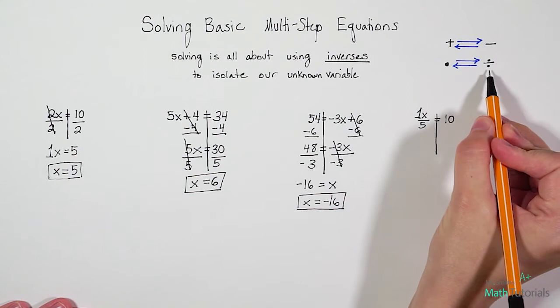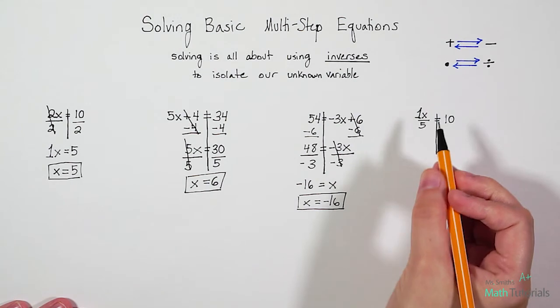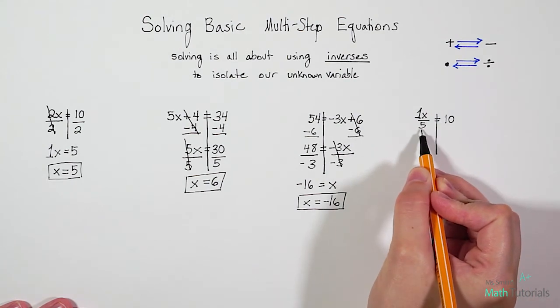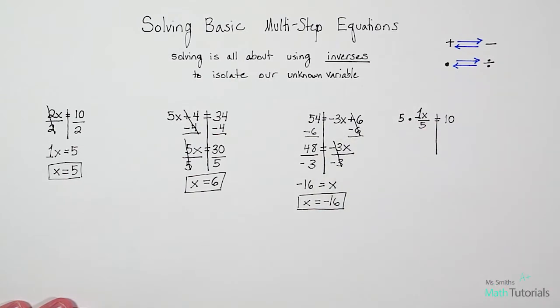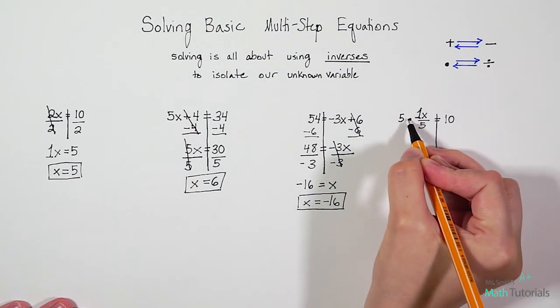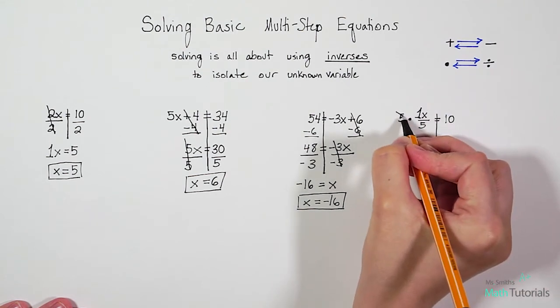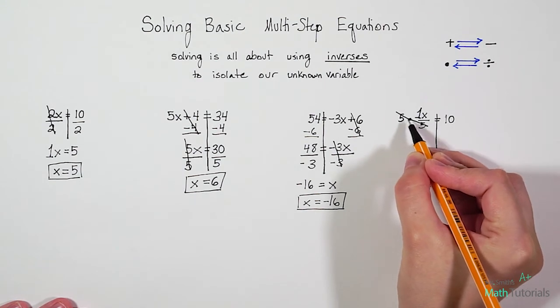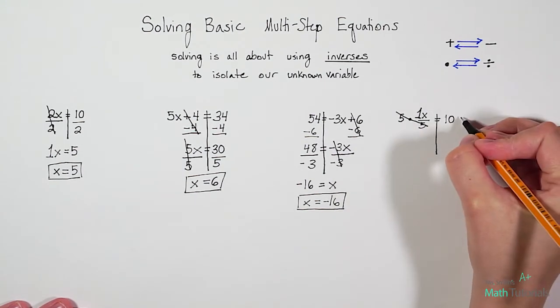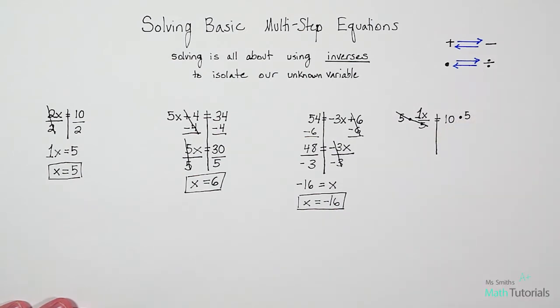How do we undo division? Multiplication, right? So we can get rid of a divided by 5 by multiplying by 5. And what happens here is pretty cool. If we multiply by the denominator, which in this case is 5, it actually cancels both of those 5s out. If we're going to multiply by 5 on this side, we have to do the same thing over here. We have to multiply by 5 on the other side as well.